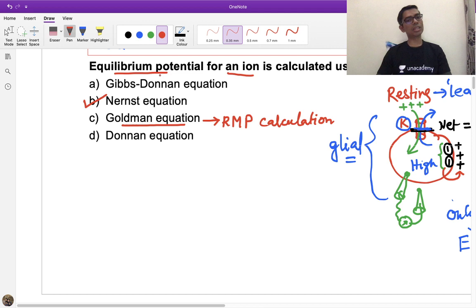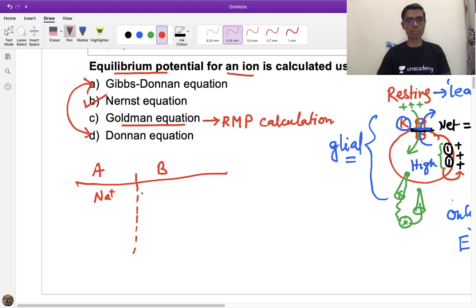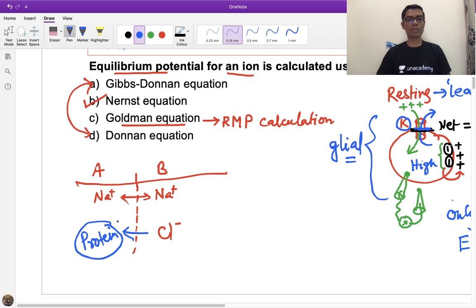Now the Gibbs-Donnan equilibrium: if, through a semi-permeable membrane, you have two compartments, compartment A and compartment B, and I give sodium ion on both sides, there will be equilibrium between the two compartments. Now suppose I give chloride ion in compartment B. Because the membrane is permeable, the chloride will try to move from B to A. But if I add protein in compartment A, we know protein contains negative charge. This negatively charged protein will repel chloride to the opposite side and will try to drag sodium ion to this side.